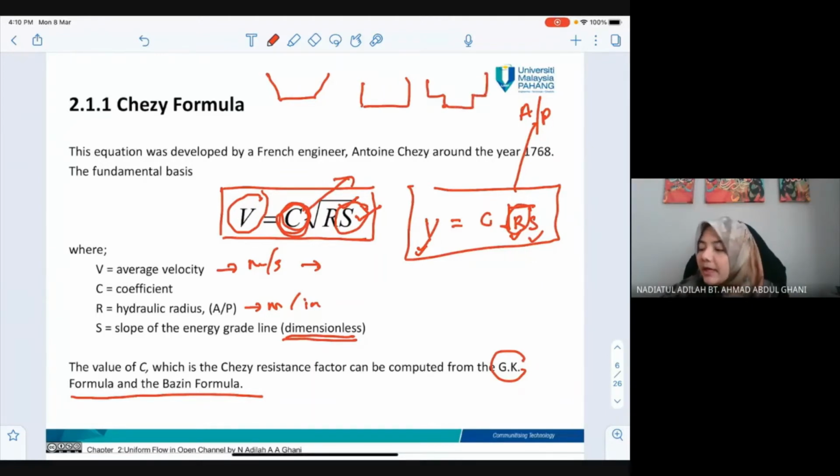For S, it depends on the slope. Dia normally akan bagi dalam question. But for C, kalau tak bagi, we can use the Kutter formula and Bazin formula.